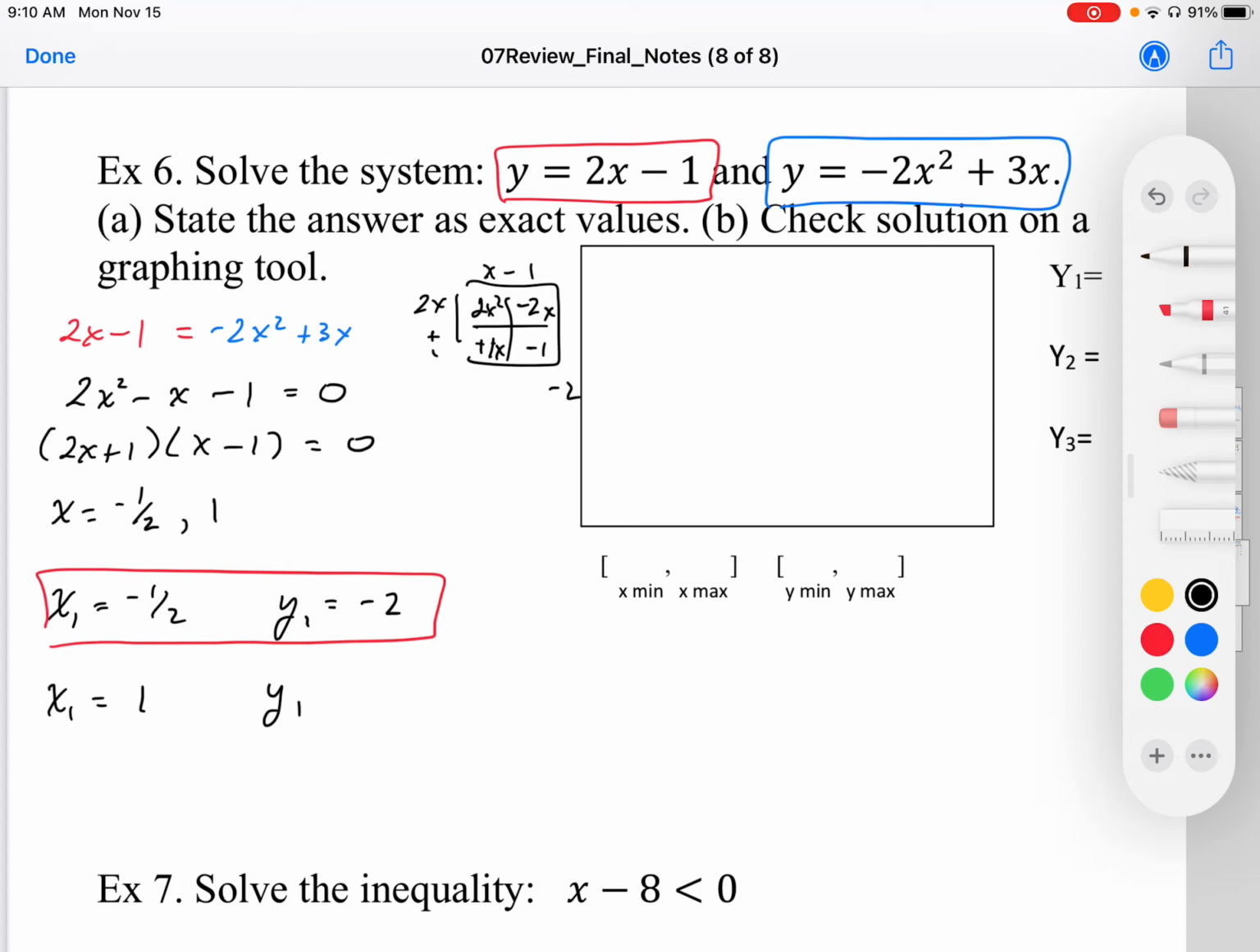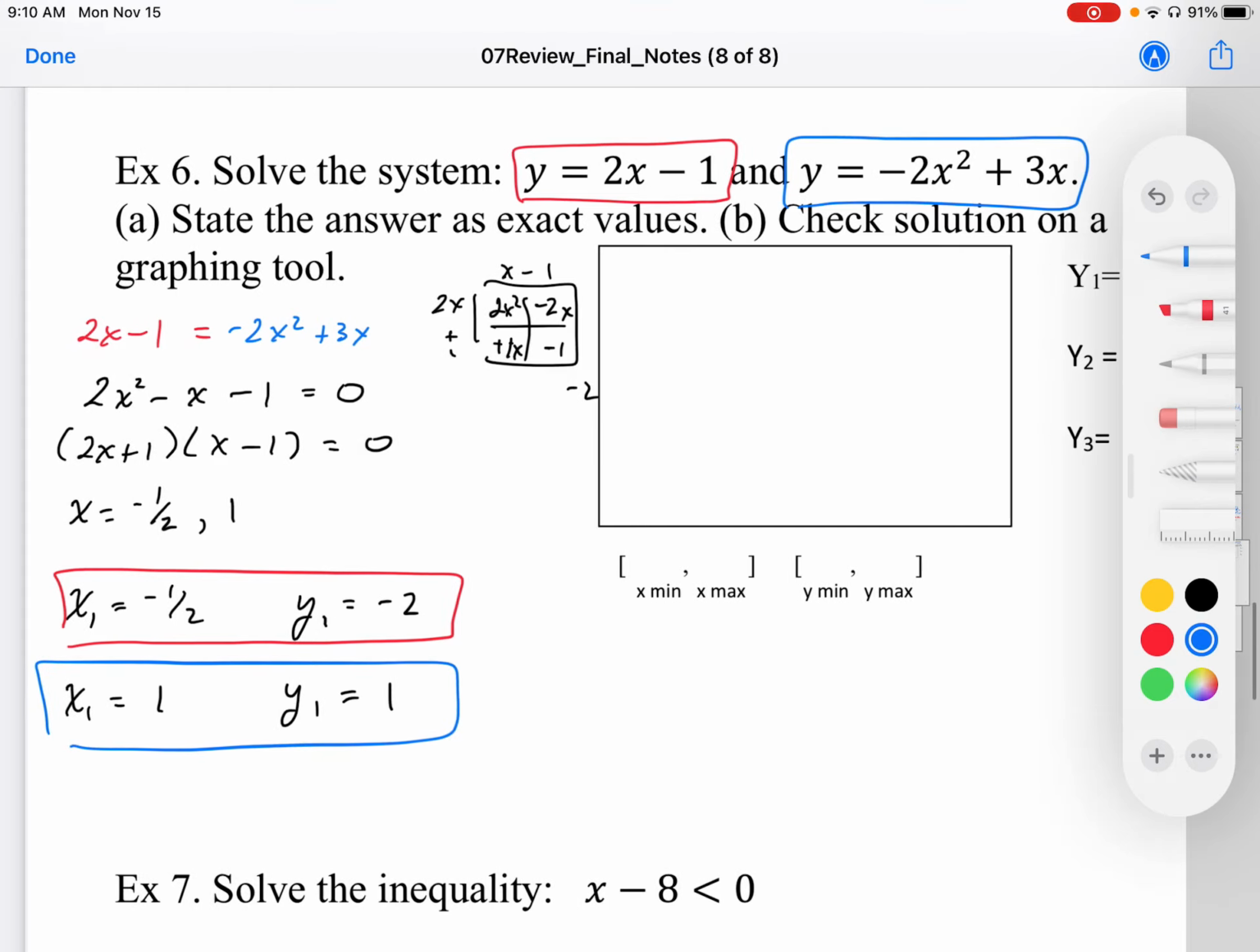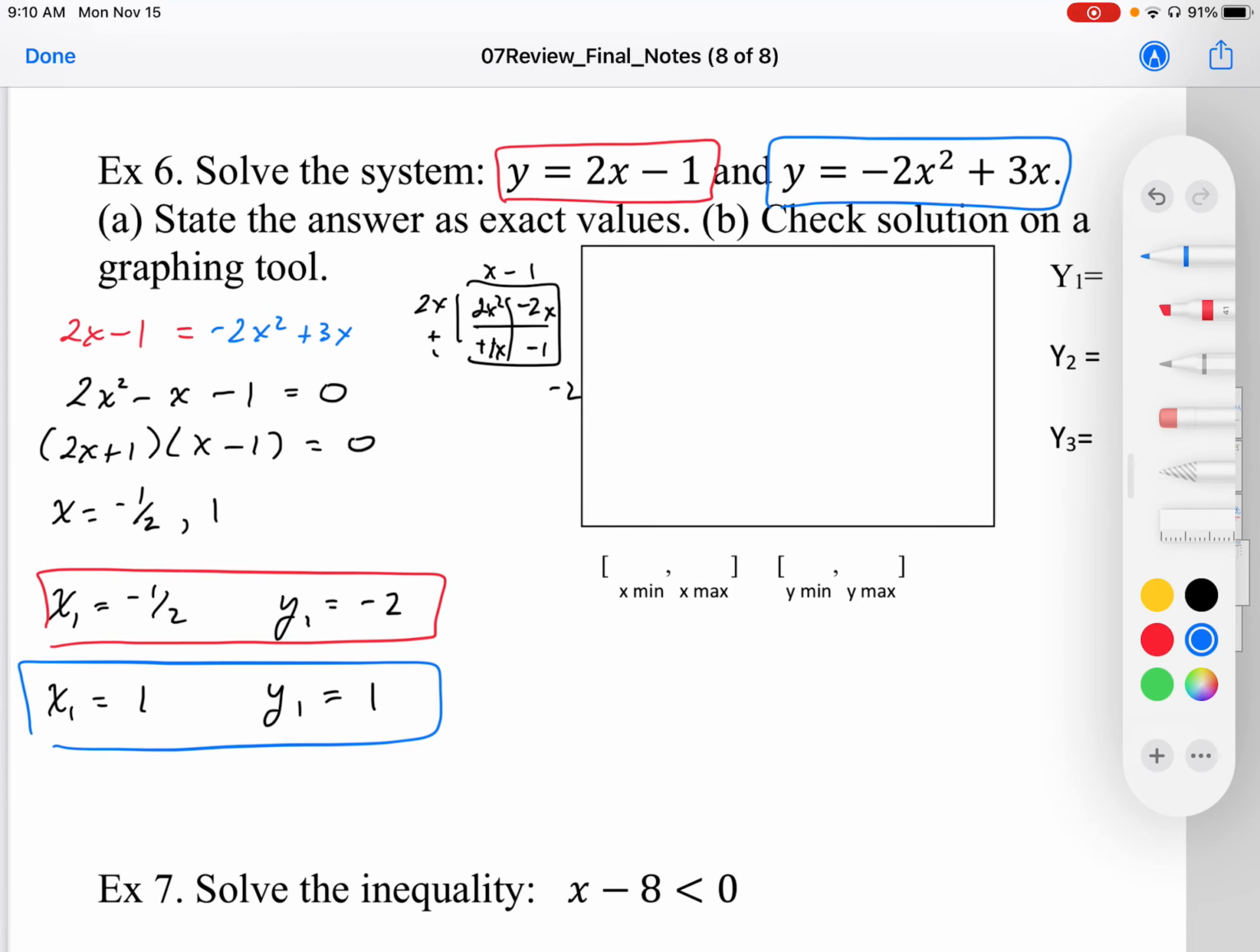My other set of solutions is when x is equal to 1. Plugging that in, I'm going to end up with y equals 1, and that represents my other solution here. So we can check this solution on a graphing tool. Now, I don't have a graphing tool with me, but we can graph this fairly easily.